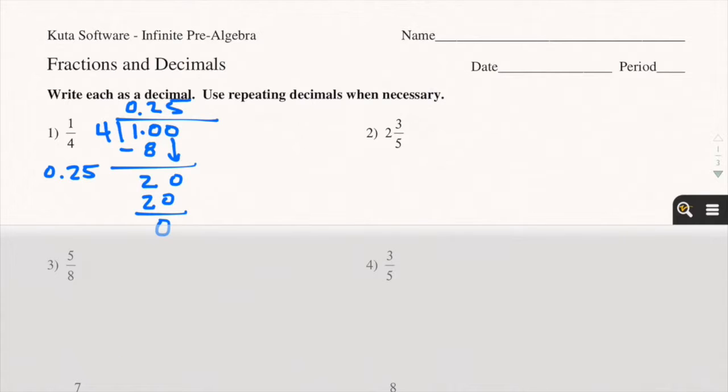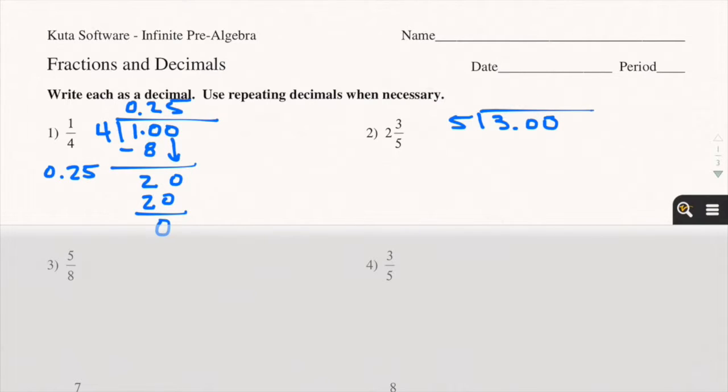Number 2. What we're going to do on this one is we leave the 2 where it's at, and we actually just convert that 3/5. When we convert the 3/5, whatever decimal value we get, we add that to the 2. So let's just do the same thing we did on number 1. Put the 5 on the outside, bring the 3 in here, put a decimal, add a couple zeros.